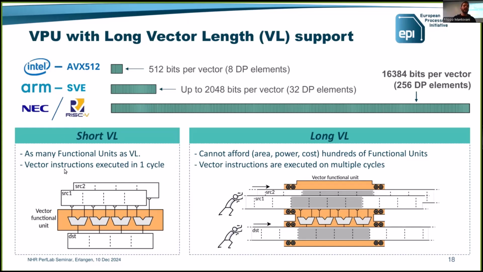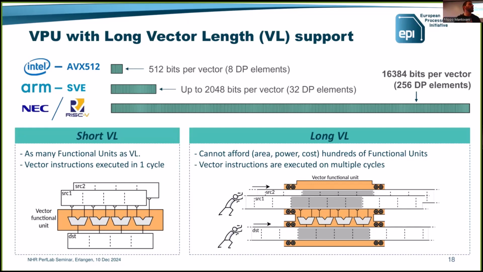So one comment here: with a short vector length, like in the Intel one, you issue an instruction and in one cycle you operate on 8 double precision elements, okay? In our case, we cannot operate on all the elements in the same cycle, okay? Otherwise we would need 256 functional units, a football field.